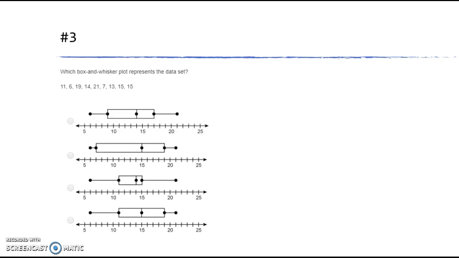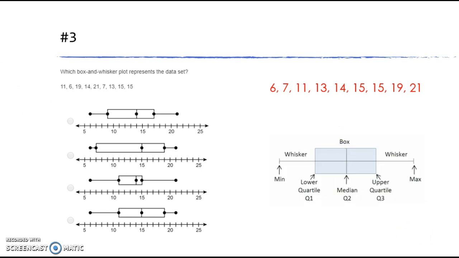Question 3, which box and whisker plot represents the data set? And you have a list of numbers and you have 4 choices for your box and whisker plots. You have to choose the one that represents the data accurately. The way that we find our box and whisker plots is we start by getting our 5 number summary. That's where we find these 5 things. We need our minimum value, our maximum value, the median, and then the quartiles are the halfway points of each half. So the lower quartile is the midway point of your lower half, and your upper quartile is the midway point of your upper half of data.